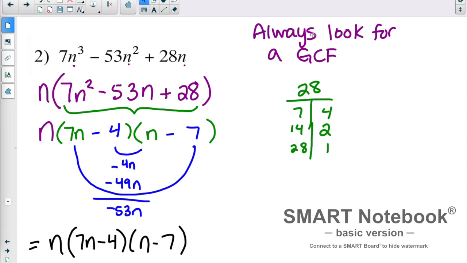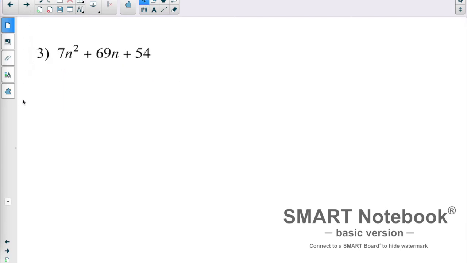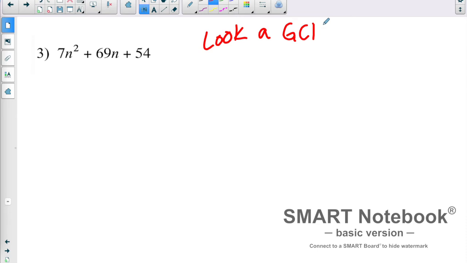That's why we always look for a GCF first, because it's going to make your factoring easier. Alright, and if I go to 3, 7n squared, 69n, 54, there's not a GCF at all. So it's not guaranteed that you're going to have a GCF, but it is always important to look for one first. So we look for a GCF. There's not one in this case. And I would just jump into my regular factoring.